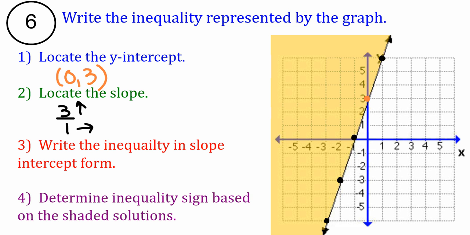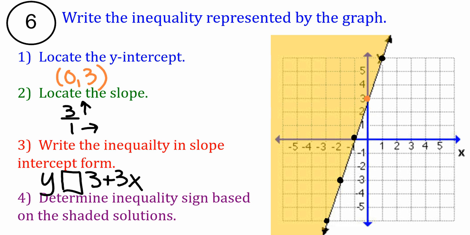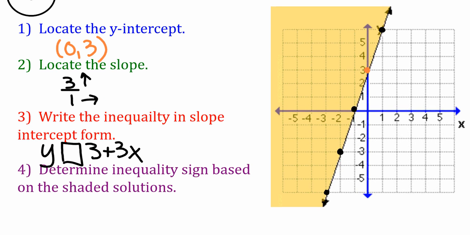So what inequality could we start writing? Well, we know it's going to be y, an inequality symbol, and then we have the y-intercept and the slope. So we could write it as 3 plus 3x or 3x plus 3. And let's just put a box to hold the place for our inequality symbol. What we want to do, again, is to figure out what kind of symbol we can use. So again, thinking of a test point that we could use, we're going to substitute it in and see what occurs.